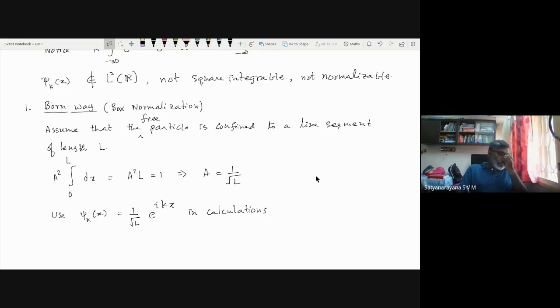If you have no reason to believe that there is any confinement for this particle, and you want to have infinite length, that means it is there everywhere on the x-axis or the real line, then to get a result for that, use this in the calculations and take the L tending to infinity limit in the result. Whatever the result of your calculation, in that result you take this limit. If this limit exists, then you have an answer corresponding to this one. Or physically, if you have a reason to believe that there is a confinement, then whatever results you get with this wave function will be exact results. So that is one way. This is called box normalization.